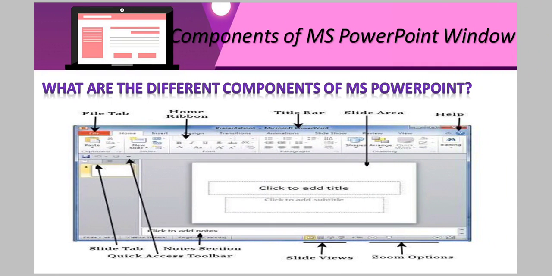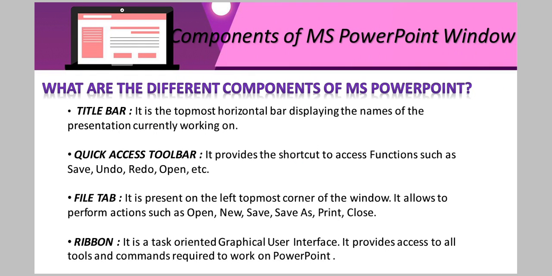What are the different components of MS PowerPoint? Title bar. It is the topmost horizontal bar displaying the names of the presentation currently working on. Quick access toolbar. It provides the shortcut to access functions such as save, undo, redo, open, etc. File tab. It is present on the left topmost corner of the window. It allows to perform actions such as open, new, save, save as, print, close.